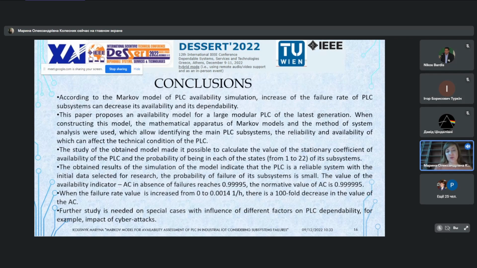Our paper proposed an availability model for a large modular PLC of the latest generation, and it can be considered like a network device inside IoT system. When constructing this model, mathematical apparatus of Markov models and method of system analysis were used. The study of the obtained model made it possible to calculate the value of the stationary coefficient of availability and its probability of being in each of the states. Obtained results of the simulation indicate that the PLC is a reliable system, and the probability of failure of its subsystems with initial data which we used is small.